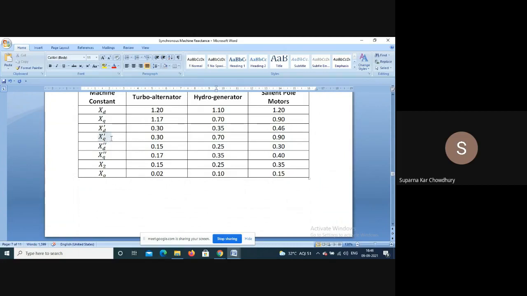Xd dashed and Xq dashed are approximately the same. Xd double dashed and Xq double dashed are also the same. These are the values. This is X2 and this is X0.